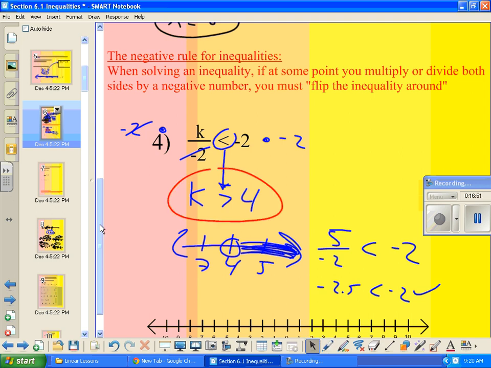But that's the one thing I have to keep an eye on for inequalities. Otherwise, inequalities are solved just like any other equation, the same kind of steps. But I just have to make sure that when I divide or multiply by a negative number, I've got to flip the inequality around. If it was greater than or equal to, it's now got to be less than or equal to. If it was less than, it's now got to be greater than.